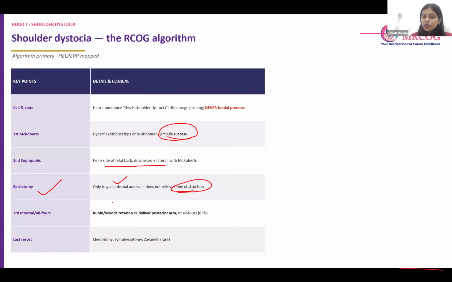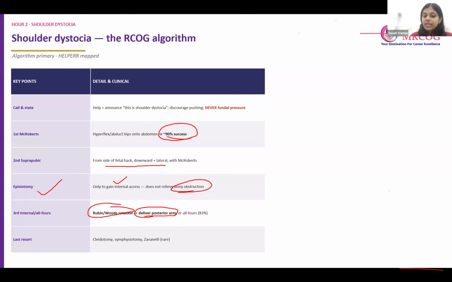Next, what maneuvers you will use? Either of the two. It is often confusing that if both are given, then what we will do? Deliver posterior arm or do internal maneuvers, even Wood's corkscrew, reverse Wood's corkscrew, Rubin.